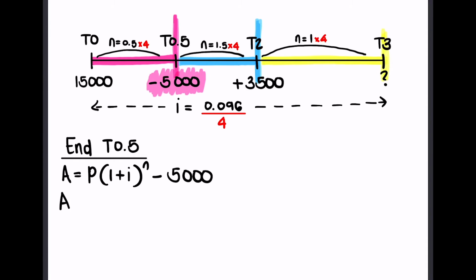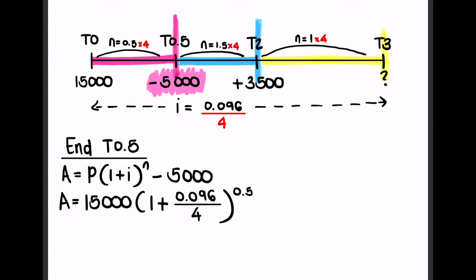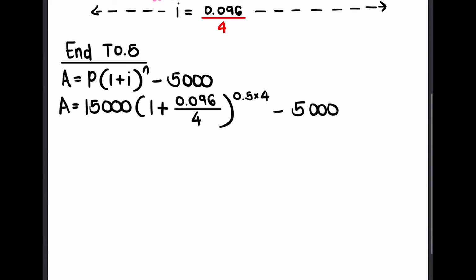All right, so A is equal to how much was invested? 15,000 Rand into 1 plus the interest is right there, 0.096, but it's divided by 4, raised to the power of, my n value is there, 0.5, but it's multiplied by 4. And don't forget to subtract your 5,000, and this just saves you having to do multiple steps. So therefore, my A value becomes 10,728 Rand and 64 cents.